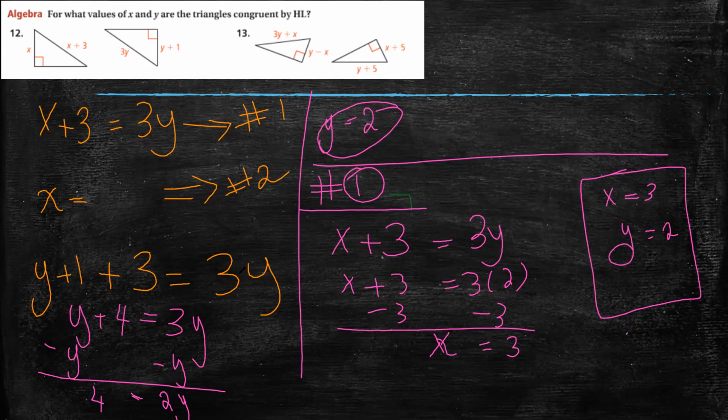Yes, miss. Teacher, where did the 2 go? Sorry? The 2. Which two? Here, x plus 3 equals 3y, and y is 2, multiplied by 3. So where did the 2 go after we finished? Here it is 3 times 2, 6. 6 minus 3 is 3. Oh, okay.